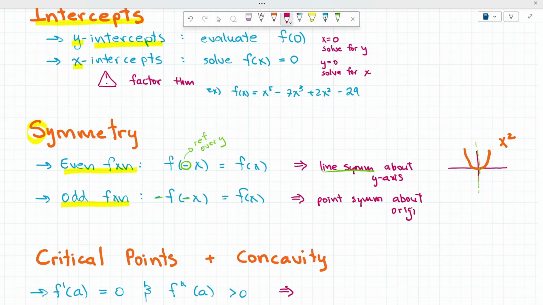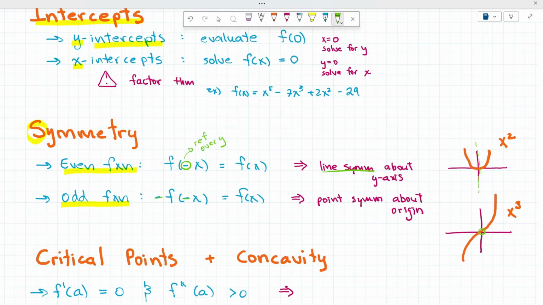So this can also be interpreted as a reflection over your y-axis and then another reflection over your x-axis. Let's look at an example of that. So let's look at our function y equals x cubed. So we have our little snake looking function over here. So we can see that it has point symmetry about the origin.